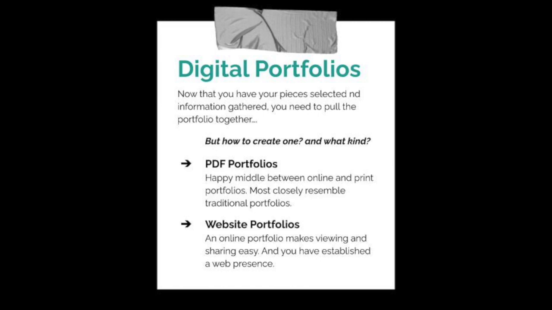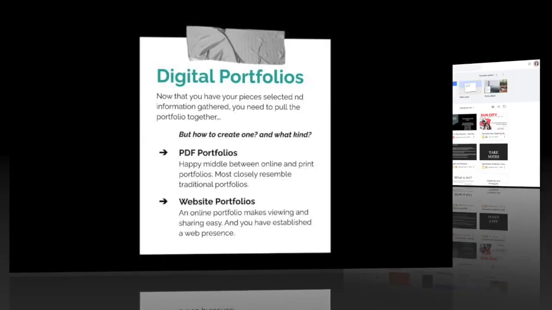The first type we're going to look at is called a PDF portfolio. They are the happy middle between an online portfolio and a print portfolio. In fact, they can most closely visually resemble a traditional print portfolio. And it's easy to make a PDF portfolio by converting a PowerPoint or Google Slide or Keynote file into a PDF. So let's look at how to set one up in Google Slides and export to a PDF.